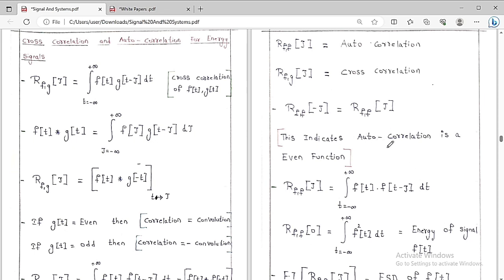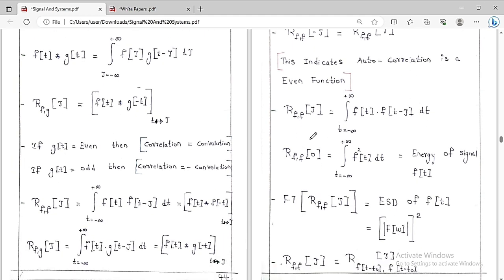So this indicates that autocorrelation is an even function. So R_FF of minus tau is equal to R_FF of tau, because this is defined with respect to tau, and t is a variable. In this autocorrelation and cross correlation, tau is fixed but t is a variable. So this indicates that autocorrelation is an even function.